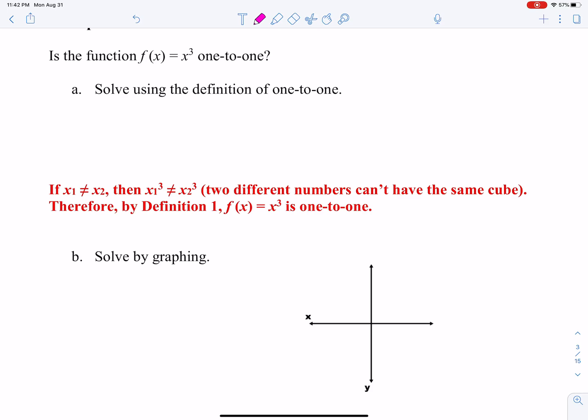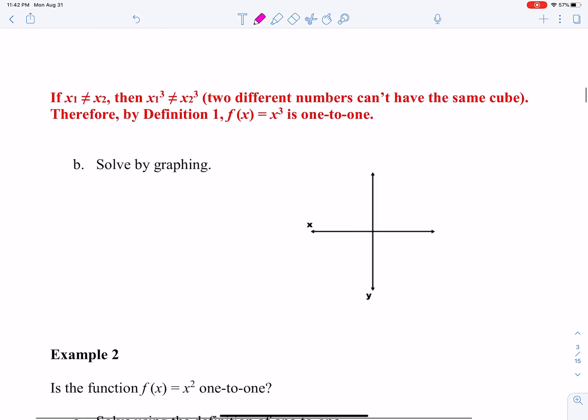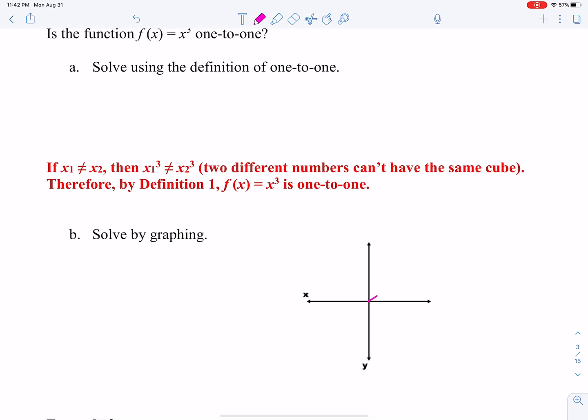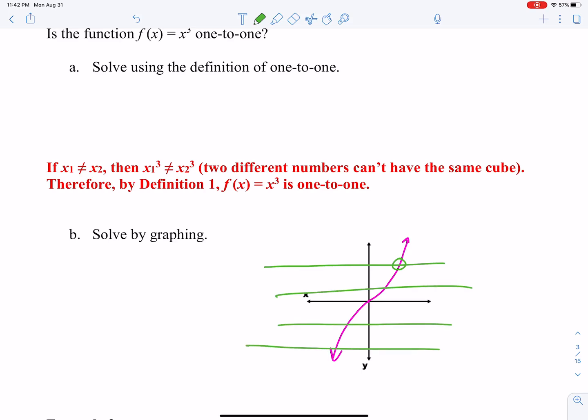And we could prove that graphically here, right? So here's a graph, solve the same problem by graphing. So we'll draw in an x cubed graph. And again, this is one of those graphs you should know off the top of your head. Pretty important. All right. Okay. So this is an x cubed graph. So here's a horizontal line. It only intersects once, right? Doesn't matter where I put this horizontal line. Anywhere on an x cubed graph, I'm never going to hit this graph more than once. So this is one-to-one by the horizontal line test.